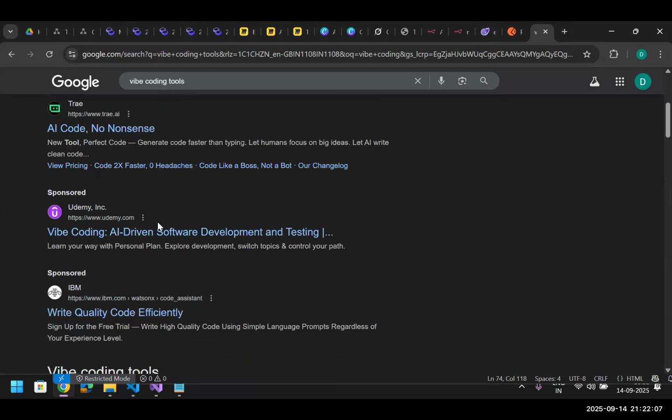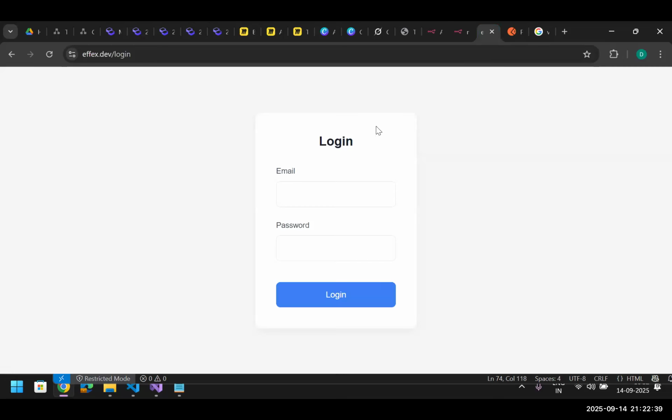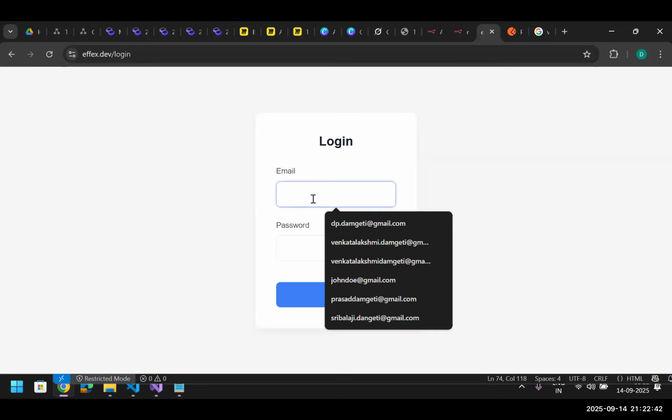Vibe coding is AI-driven software development and testing. On Udemy, there is a course. You need not know any technical skills, I mean programming skills, to solve coding problems. We are not going to solve any coding problems. Straight away, a business analyst can solve a business problem with the help of these AI-driven software development tools. This is a tool similar to that.